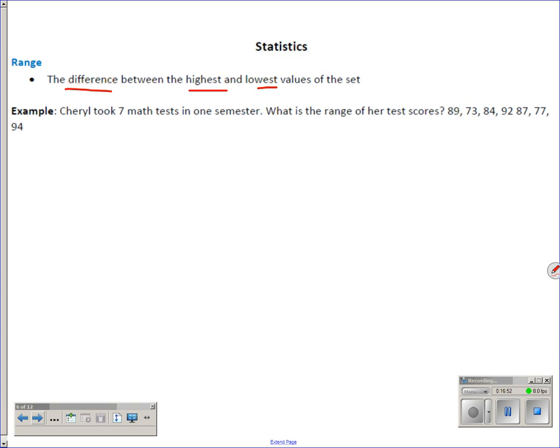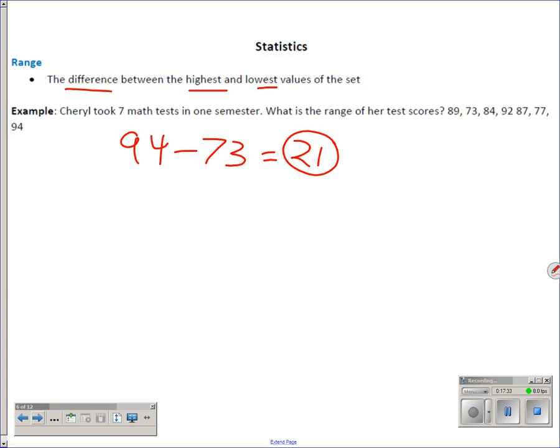It says Cheryl took 7 math tests in 1 semester. What is the range of her test scores? She got 89, 73, 84, 92, 87, 77, 94. They're all kind of around each other. A, B, C, they're all kind of close. What's her highest test score? 94. What's her lowest? 73. So her range of test scores is between 94 and 73. That's a range of 21. You can make assumptions based off that. You can say, oh, her range is 21, so she scores between only a couple letter grades. That's pretty consistent.